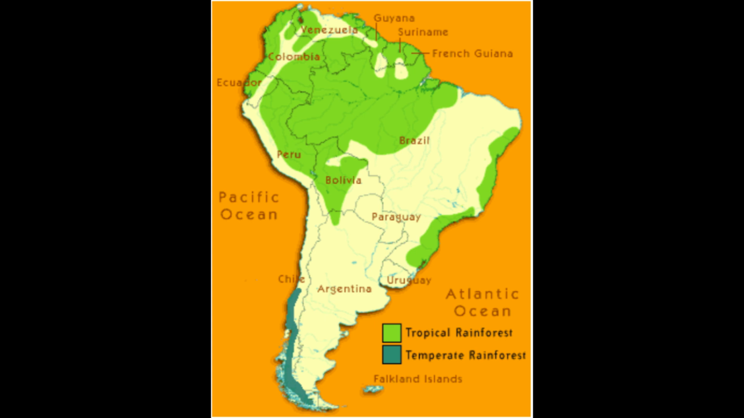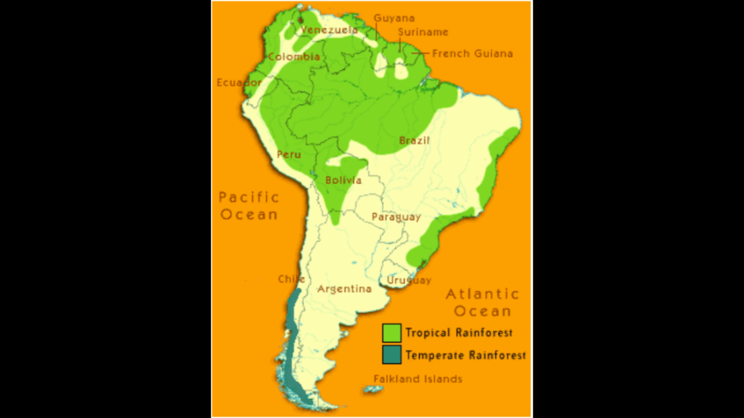The following graph gives information about the rainforest distribution in South America. According to this graph, the largest part of rainforest is in Brazil, Bolivia, Peru, Colombia, Suriname, which is tropical rainforest, colored with light green. We can also see a narrow, long stretch of tropical rainforest lying along the eastern coast of South America, next to Atlantic Ocean.